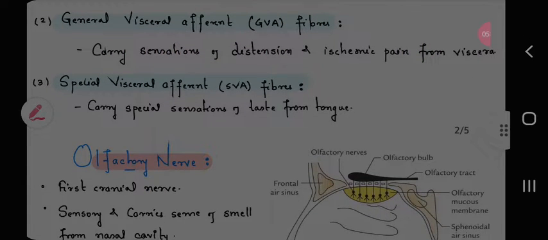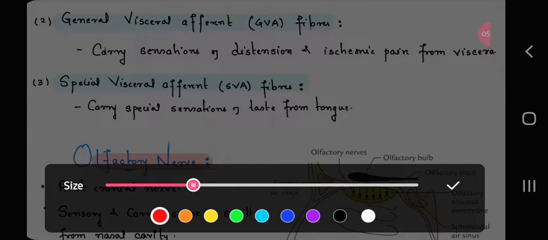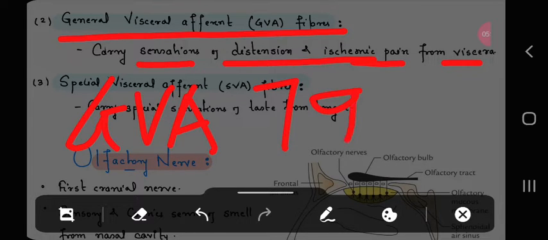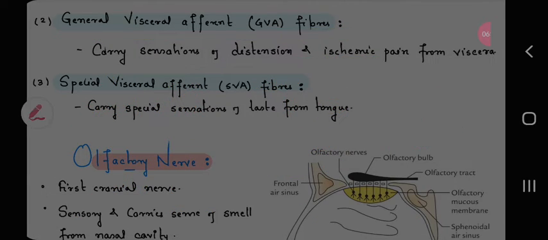General visceral afferent, GVA, carries sensations of distension and ischemic pain from viscera. The GVA nerves are 7, 9, and 10. SVA also contains the same fibers and carries special sensation of taste from the tongue; special visceral afferent.